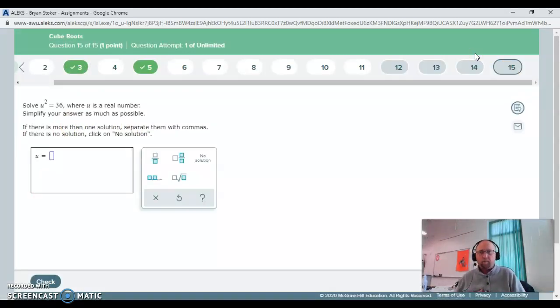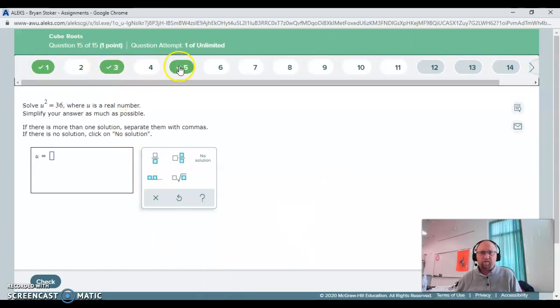So this cube root assignment, I've set a due date for Friday. So make sure that you get this done and submit it. And you can watch this video as many times as you need to figure out how to solve questions 1, 3, and 5. And that will set you up to be able to do everything that I haven't done here. And then 12 through 15 we've already done. These are just refresher problems.